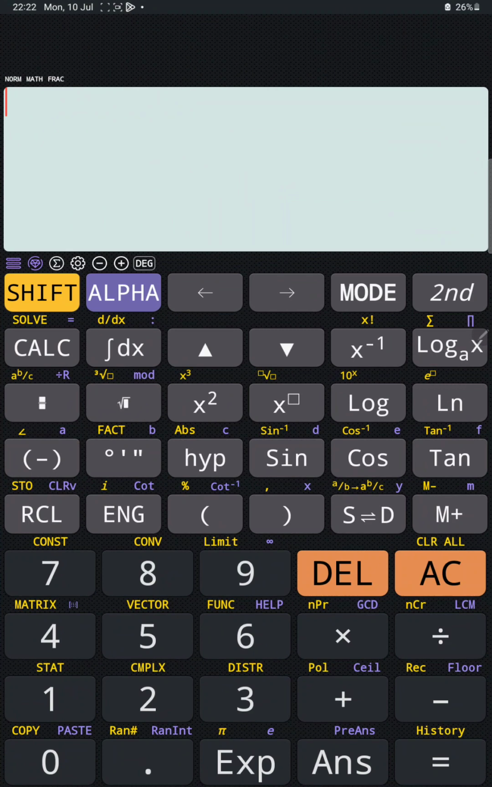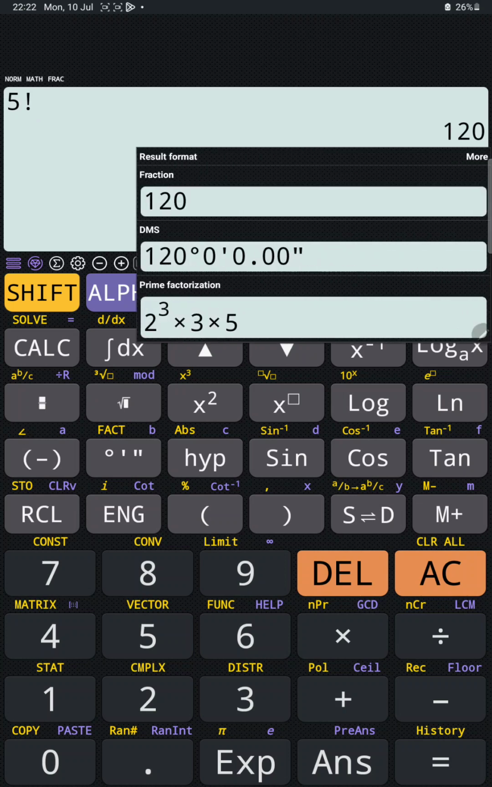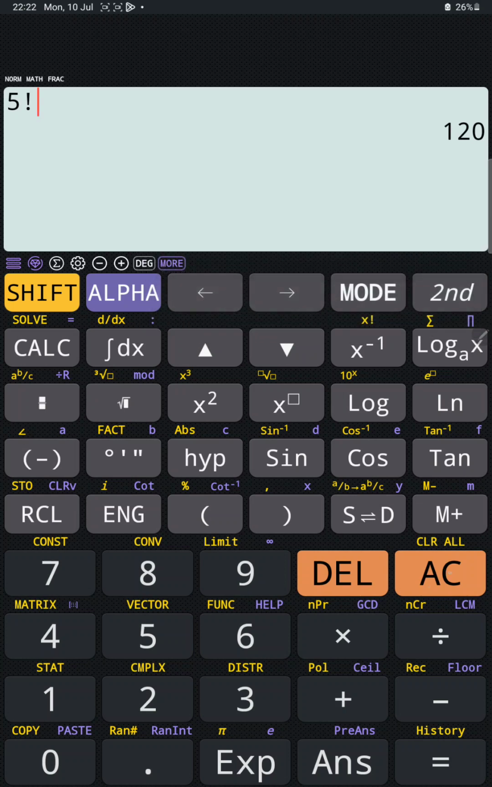Let me just show you how we work that from the calculator. You first press the number 5 and you say shift and you press this button here. Factorial is going to give you the answer, which is 120. So it's the same as if you say 5 times 4 times 3 times 2 times 1. It gives you the same answer.